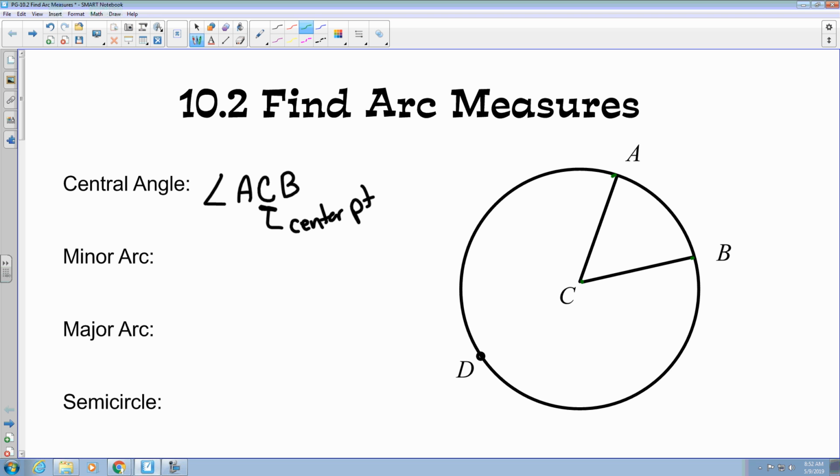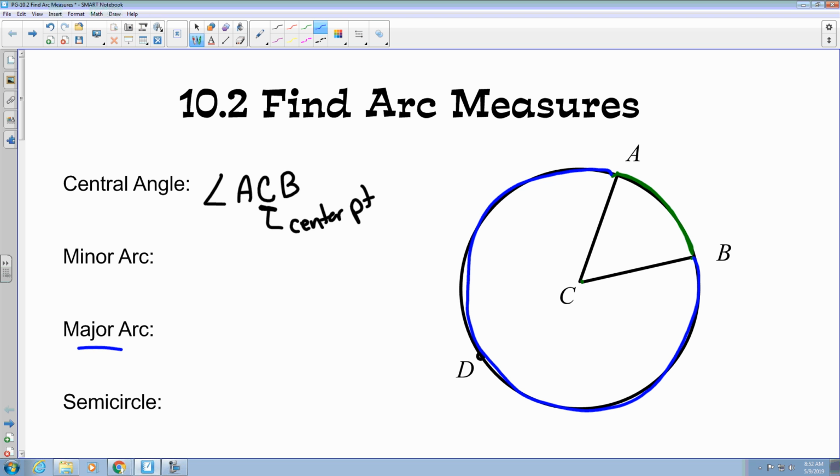The next thing we're going to look at is the minor arc. The minor arc is formed in this case with the points A and B, and it's this arc right here. The minor arc also has a degree measurement, and we're going to talk a little bit about that in a sec. But the next term we have is major arc. The major arc in this case is right here.